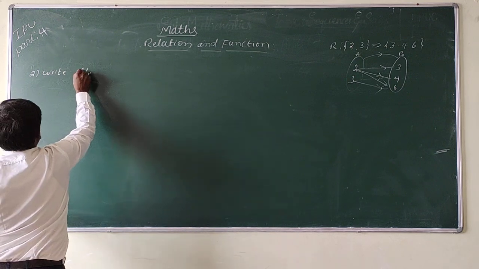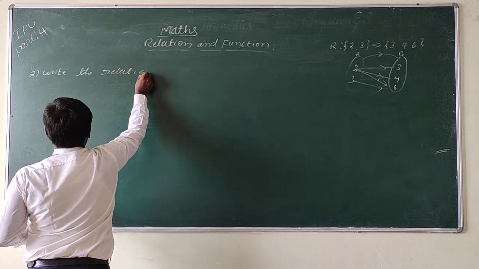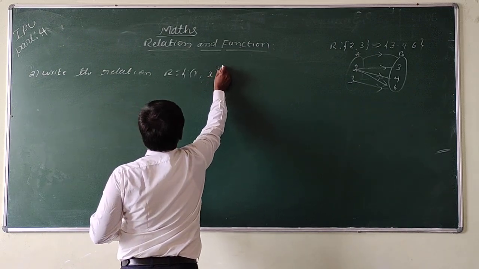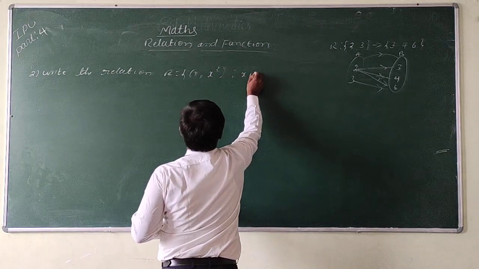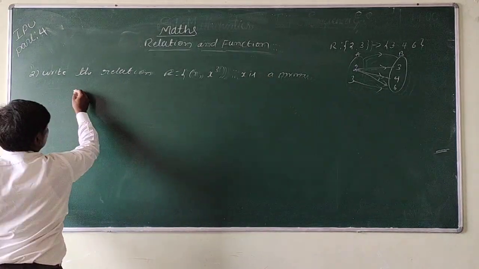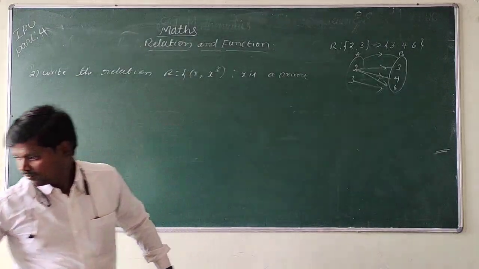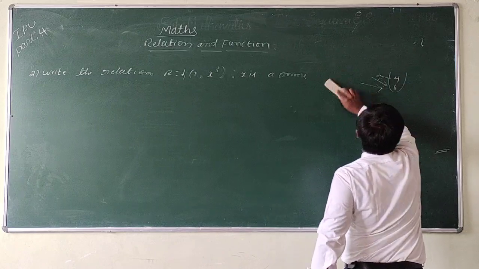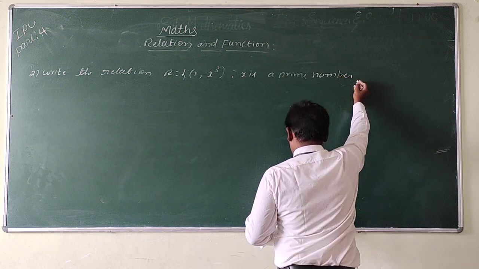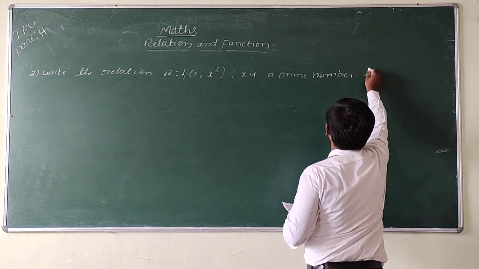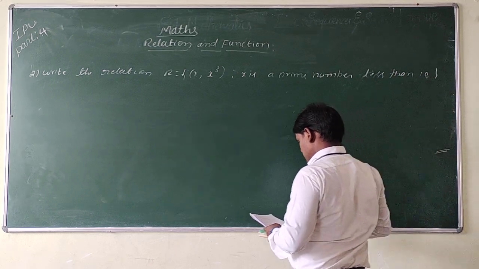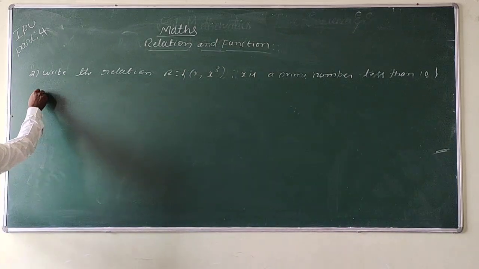The relation R is equal to x comma x cube such that x is a prime number less than 10. Okay, write it in roster form.